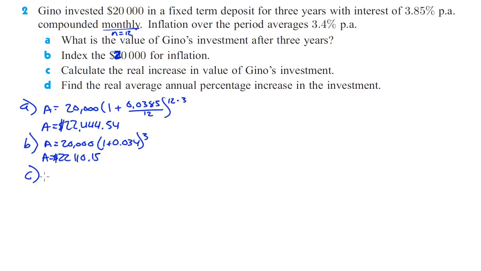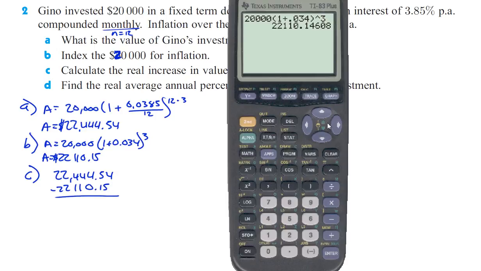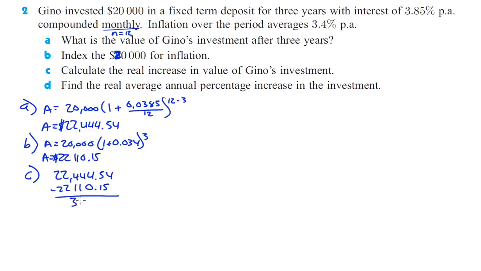Okay, so part C, calculate the real increase in value of Gino's investment. So that's going to be 22,444.54 minus 22,210.15. Looks like Gino's not getting a great deal here. 22,444.54 minus 22,210.15, and has gained interest of $234.39.